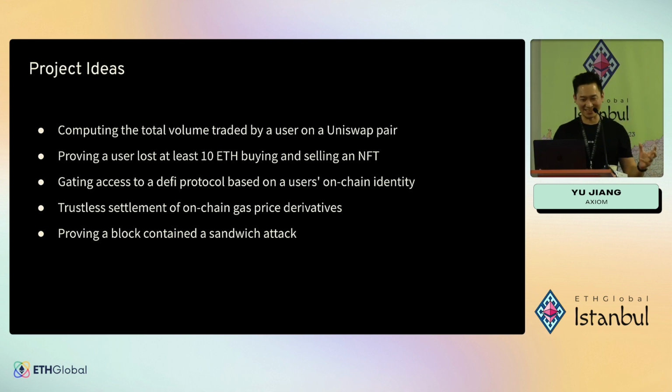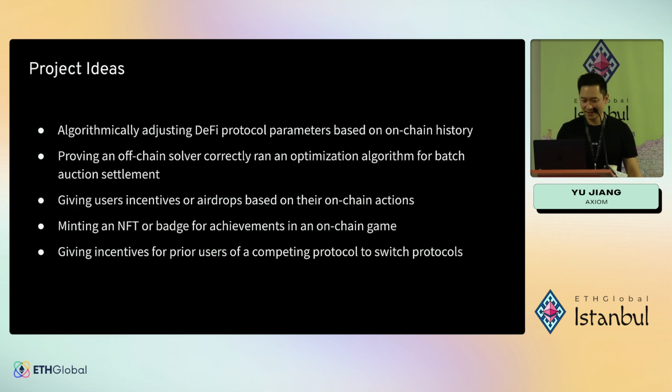So let's talk about the project ideas real quick. Computing the total volume traded by Uniswap pair, proving that a user lost at least 10 ETH by buying and selling an NFT, gaining access to a DeFi protocol, trustless settlement of on-chain gas price derivatives, proving that a block contained a sandwich attack, algorithmically adjusting DeFi protocol parameters, proving an off-chain solver ran correctly, giving users incentives or airdrops based on their on-chain actions, minting an NFT or badge for achievements for an on-chain game, or giving incentives for prior users of a competing protocol to switch protocols.